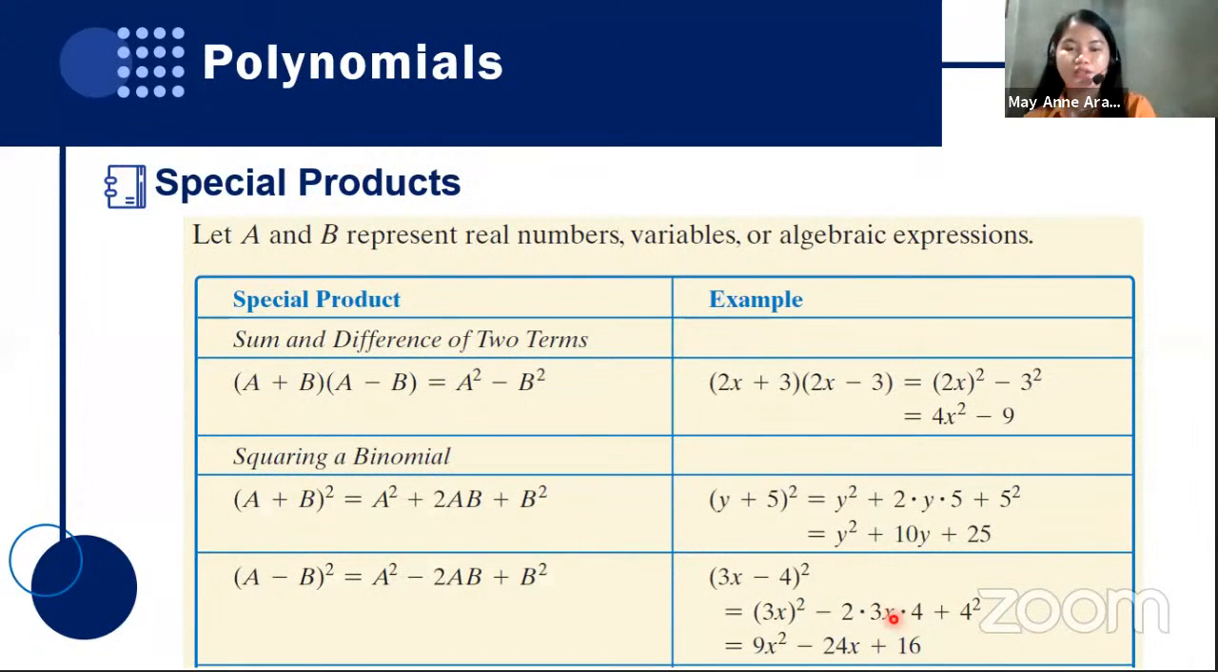So, ganun lang. So, no need na to use the FOIL method. So, pwedeng ganun na lang yung process. Again, square the first term, multiply the two terms, and multiply sa exponent na 2. And then, the last step is square the last term. So, don't forget the sign, ha? So, kapag negative to, or minus yung operation, negative yung middle term, and positive din yung last term. Yun lang yung nag-change, the middle term, no? Kasi negative times negative is positive.